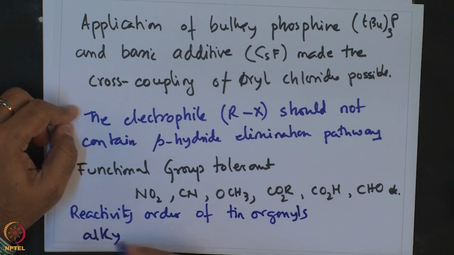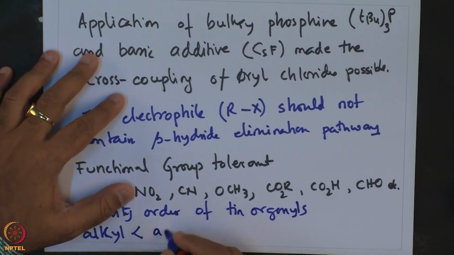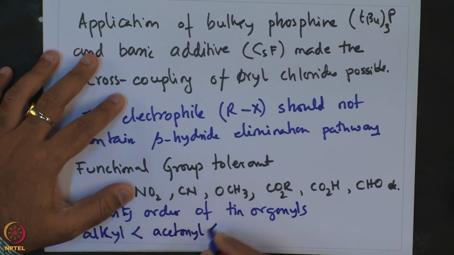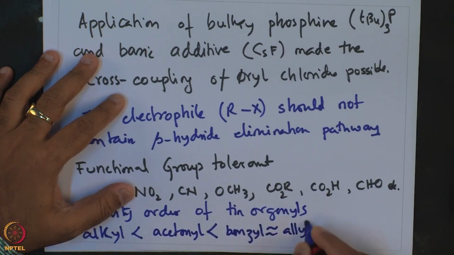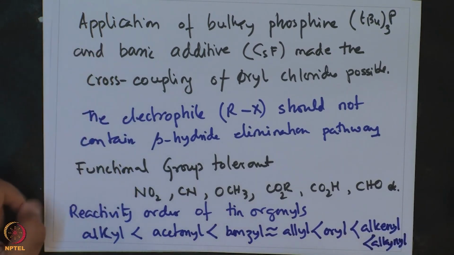Now, the order is given as alkyl less than acetonyl less than benzyl, which is equal to allyl less than aryl less than alkenyl less than alkynyl. So, these are the reactivity order for the tin organyl.